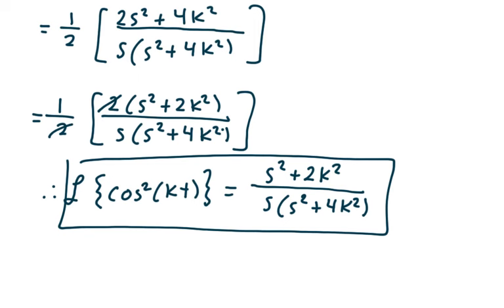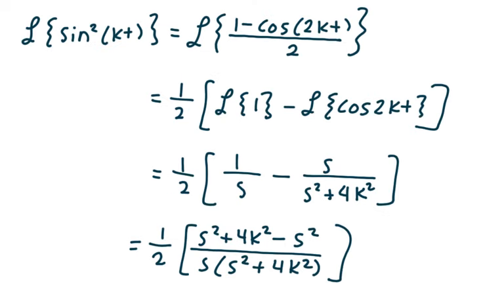The Laplace transform of cosine squared of kt is s squared plus 2k squared divided by s times the quantity, s squared plus 4k squared. It's really, really slick, right? That's our third formula that we derived just knowing 2 other formulas. So, and in fact, we can derive a 4th formula.